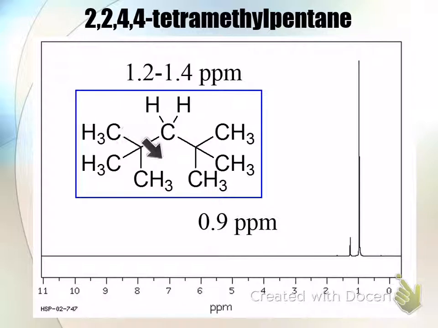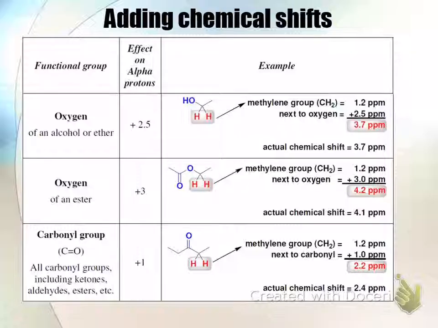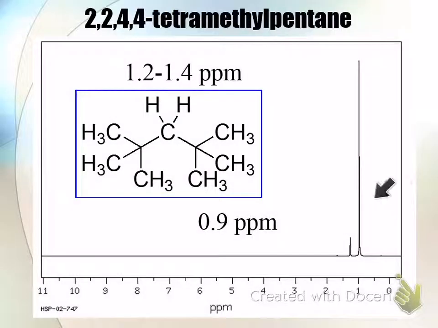So this is a tetramethyl pentane. It has 1, 2, 3, 4, 5, 6 methyl groups. Those methyl groups are all the same, so they produce a single signal. Same electron environment, same signal. Which of these two signals do you think it is? The one on the right. Why? Because there's more of them.